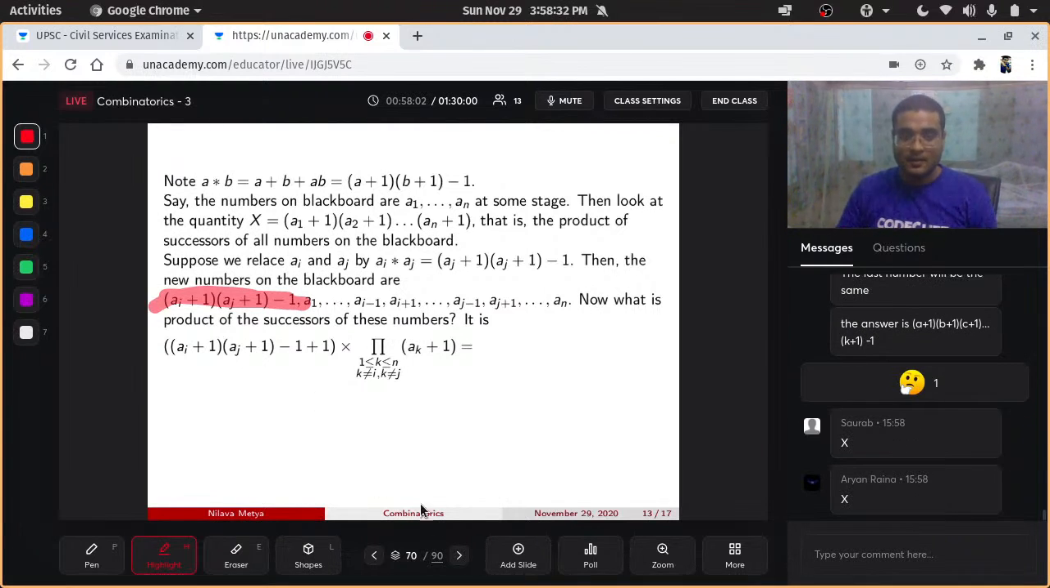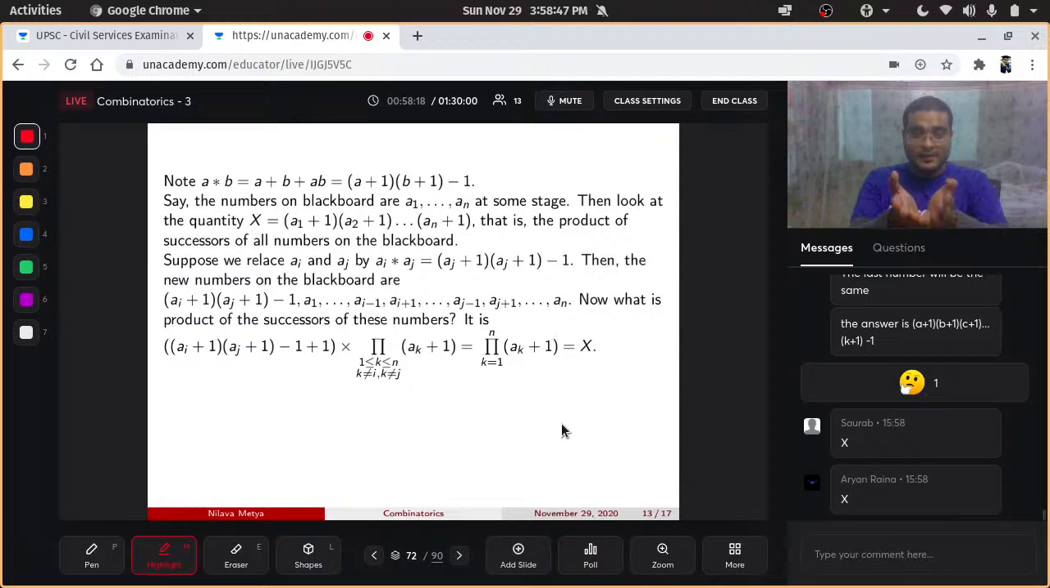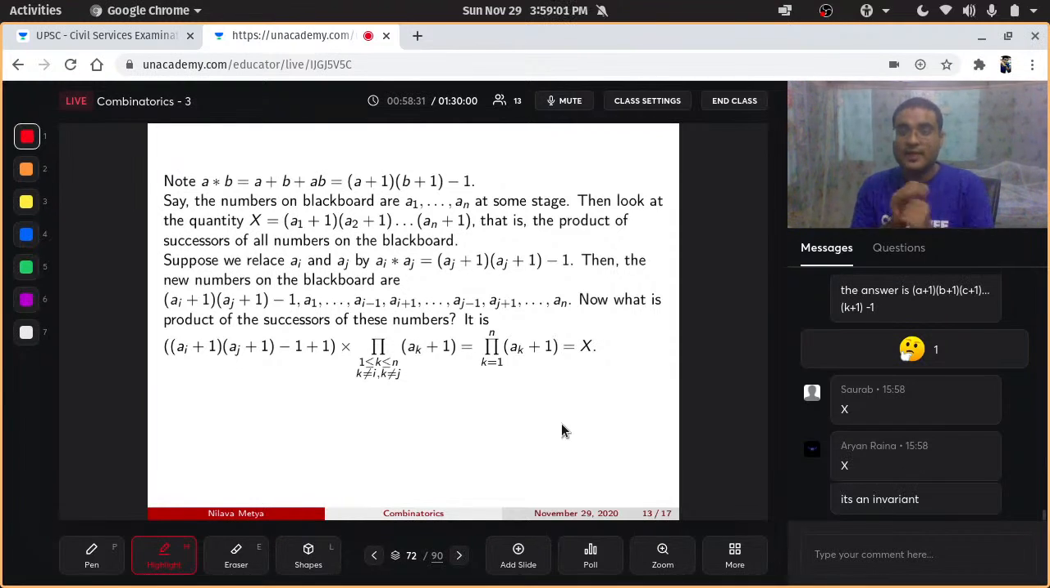Correct. So this is exactly this previous guy only, which is just X. What I am saying is that irrespective of which two numbers you choose, this quantity, the product of successors of the numbers currently on the blackboard, at every step is exactly the same. That does not change. It is an invariant. Variant means changing, invariant means not changing.